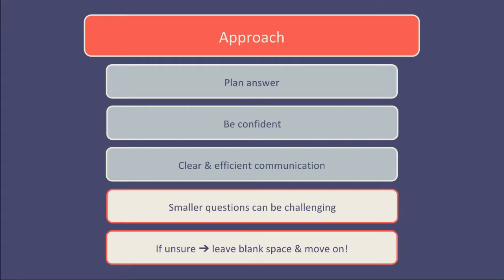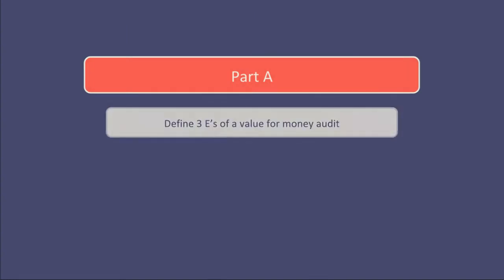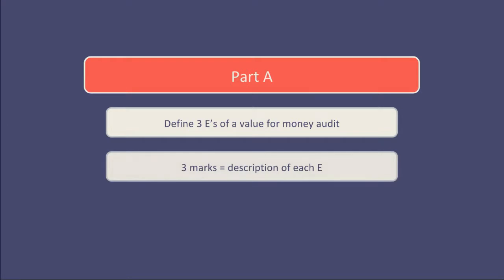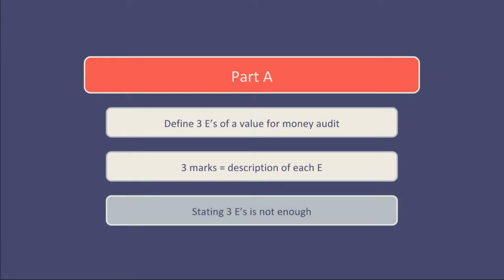Now, let's break down the requirements. Part A asks you to define the 3 E's of a value for money audit. This is for 3 marks, and so a description of each E will give you the marks. Just stating the 3 E's will not be enough.